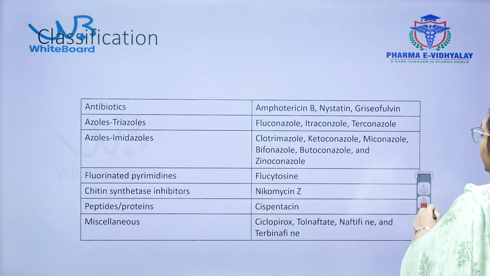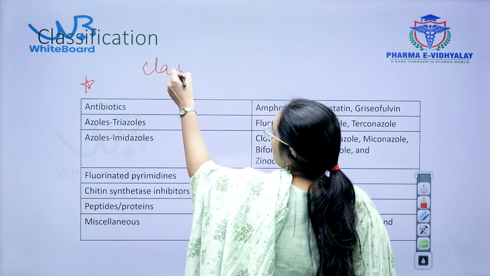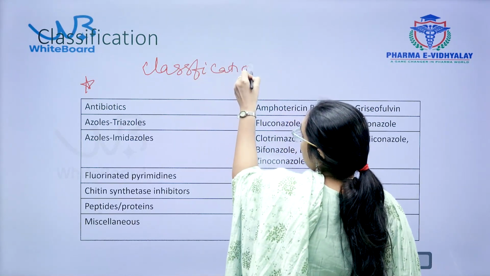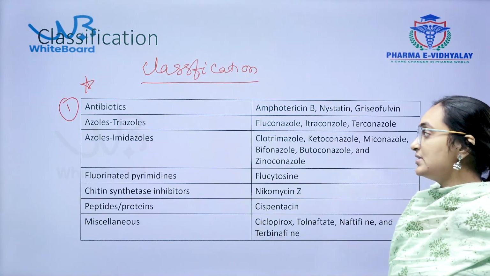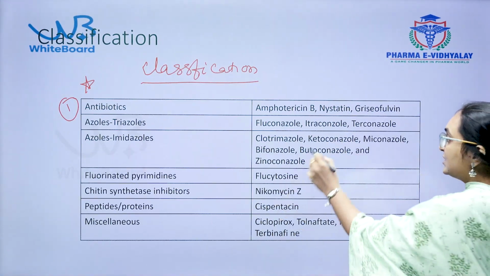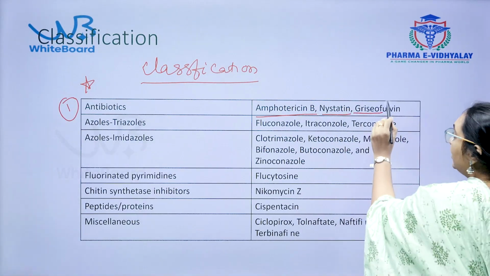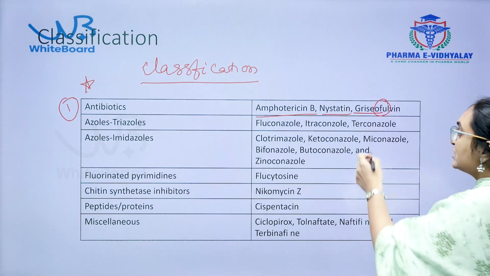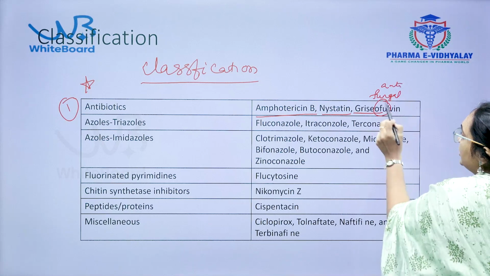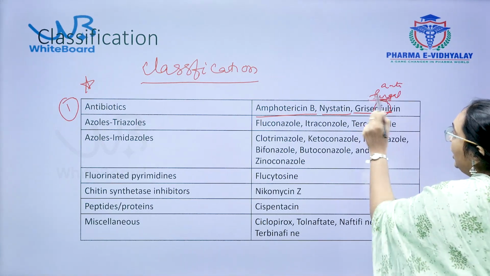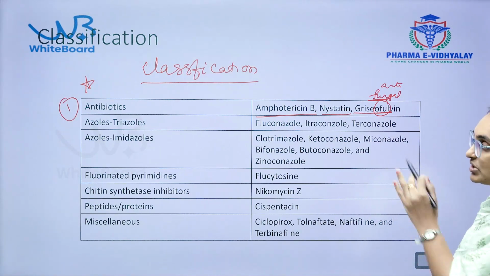And what are the different classes of antifungal agents? Very important part. Let us see the classification of antifungal agents. First one is antifungal antibiotics. Examples are amphotericin B, nystatin and griseofulvin. Griseofulvin is a mostly asked question, an antifungal agent. Amphotericin B, nystatin and griseofulvin come under antibiotics.